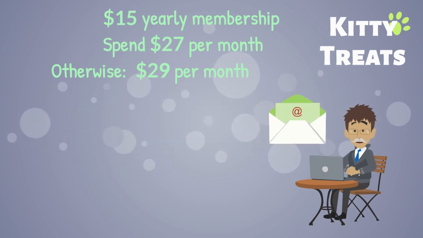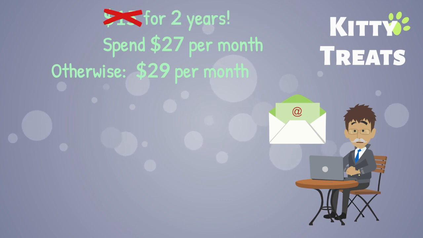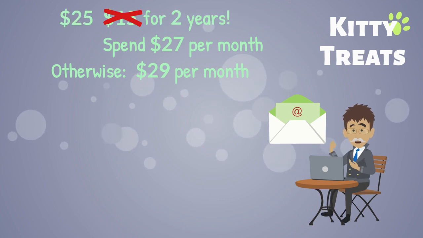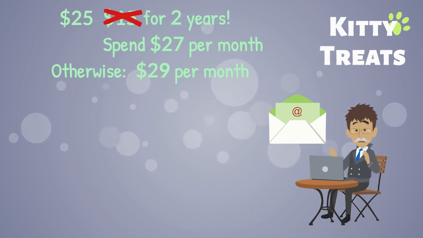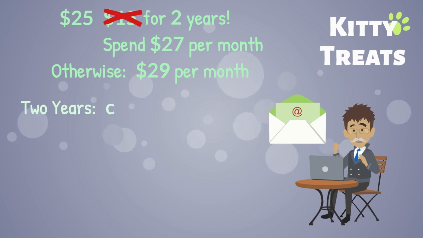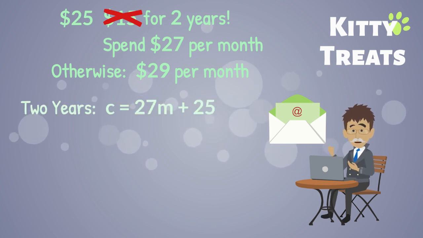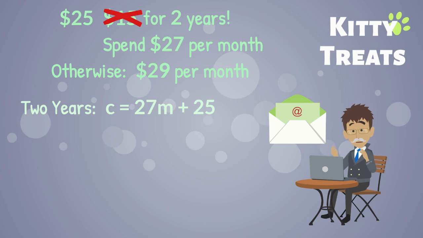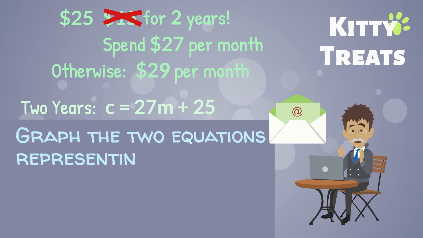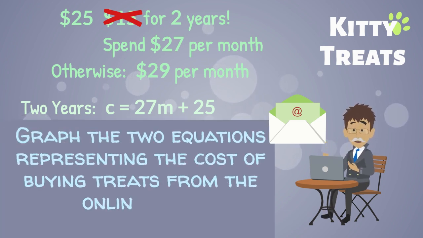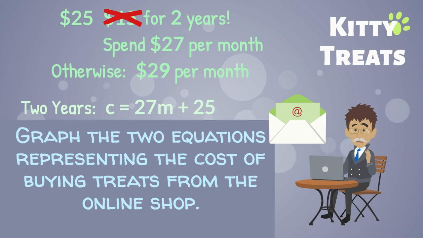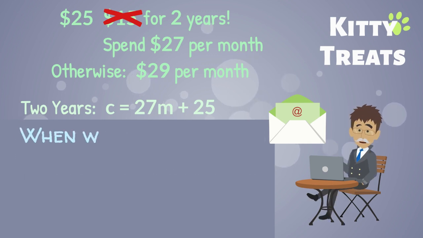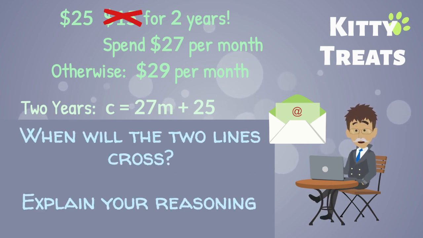I got an email stating the online shop has a new deal on a 2-year membership for $25. The equation representing the cost is C equals 27m plus 25, where m is the number of months. Graph the 2 equations representing the cost of buying treats from the online shop. When will the 2 lines cross? Explain your reasoning.